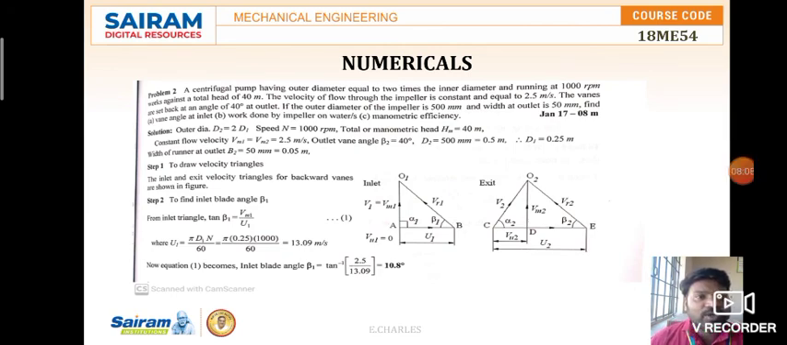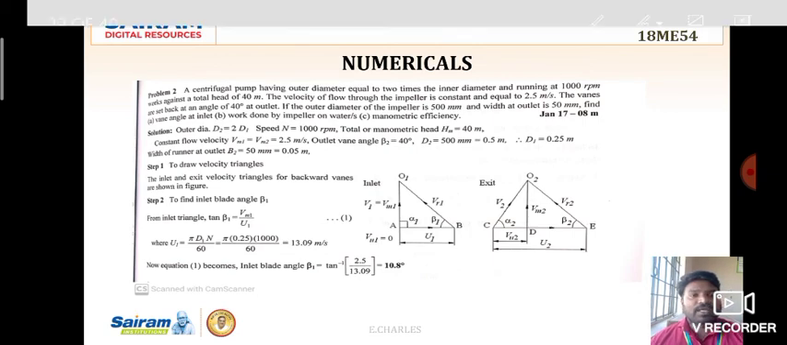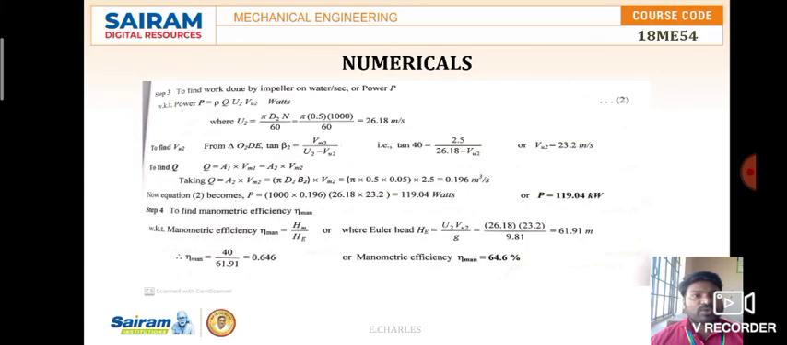It's very simple problems, not so complicated. First, taking down the data, you have to draw the inlet and exit triangles, and if nothing is given, consider it as backward vane triangle impellers, and with that you can find out beta 1 and then beta 2. Then you have the power formula rho Q U2 Vw2, and then you have another formula, discharge is equal to area into velocity, Q is equal to A1 Vm1 or A2 Vm2. So with this you can find out the power.